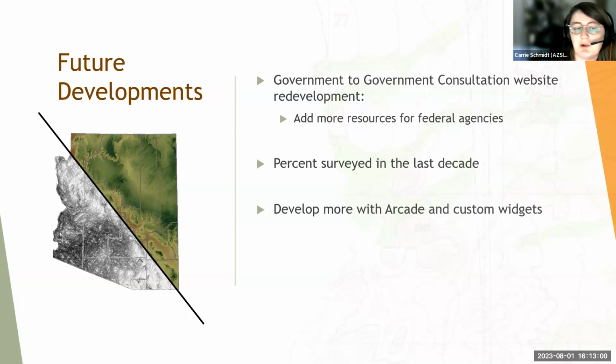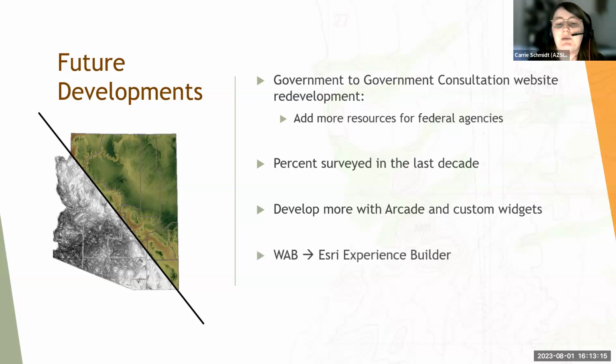I'd also like to develop more with Arcade. It has a lot more geoprocessing capabilities than I was aware of. So that's something that could, instead of being done prior to bringing in the layers to the web map, just be done directly in the web map. I'd also like to potentially build a custom widget from scratch. And then eventually, as Web App Builder is being retired, there will be an eventual migration to Esri Experience Builder.